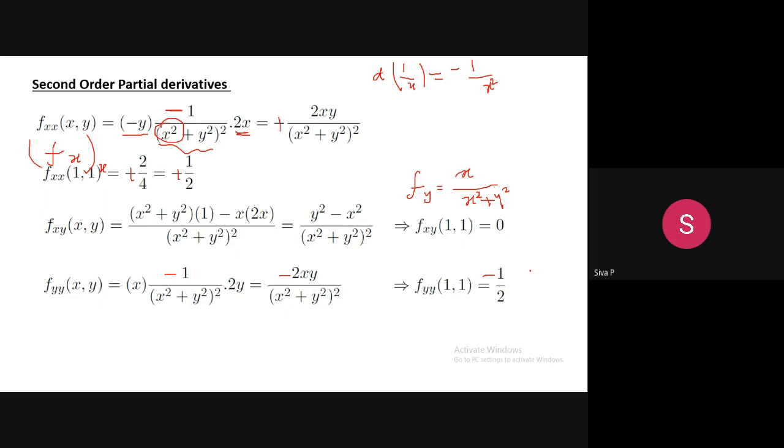Please verify that. Yes, sir. Correct, sir. Minus will come or plus? Minus only, sir. Minus will come, because in case you are doing it by the u by v formula, then Fy is x square plus y square, x square plus y square whole square.